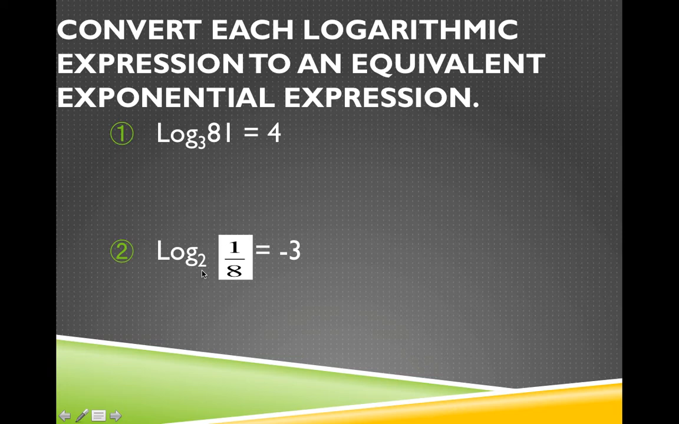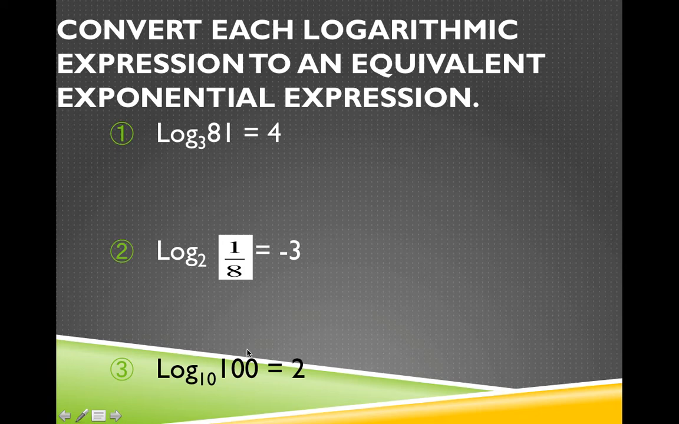Let's look at another one. Start with the base 2, jump across the equal sign and pick up the exponent. 2 to the negative 3 is equal to 1/8. Let's look at a third one. We're always going to start with the base. 10 to the 2nd power is equal to 100.